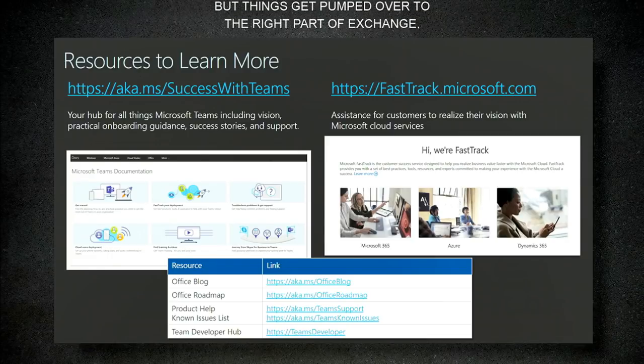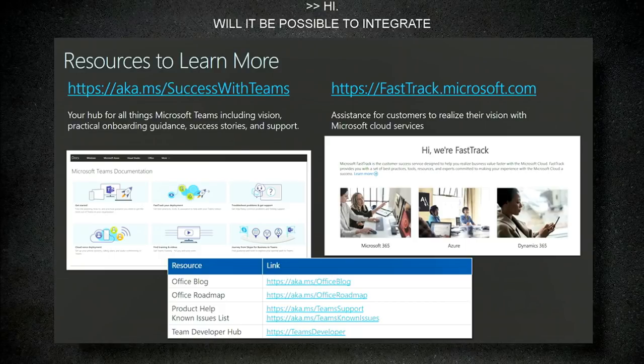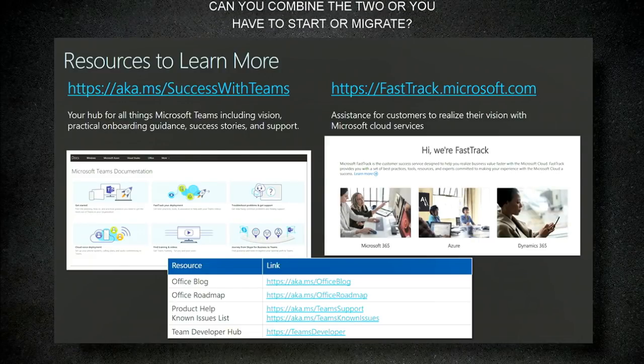Hi, thank you. Will it be possible to integrate new teams with existing SharePoint sites? When you create a team, you get a new SharePoint, but some groups already have their existing SharePoint. Can you combine the two, or do you have to start over or migrate? The second one is about groups. When you create a team, you create a group. Do you check the existing distribution lists so there are no name conflicts? We had this problem before, especially in hybrid environments.